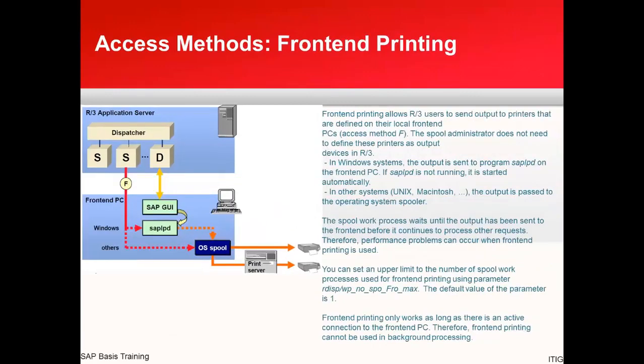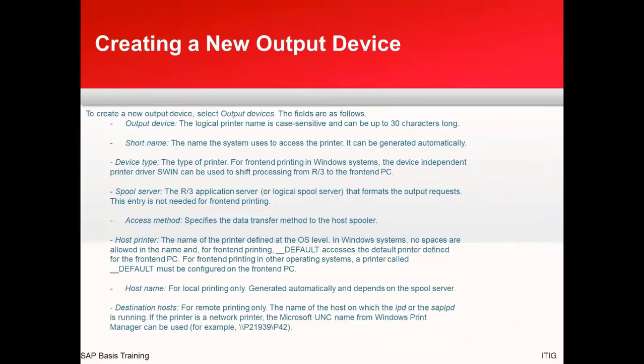Okay, then third case, which is front-end printing. Front-end printing allows the users to send the output request to printers that are defined on their local front-end PCs. So if a printer is set to print using the local front-end PCs, whatever printer is defined in the user's PC, it will invoke that printer list and you can print from that particular printer.